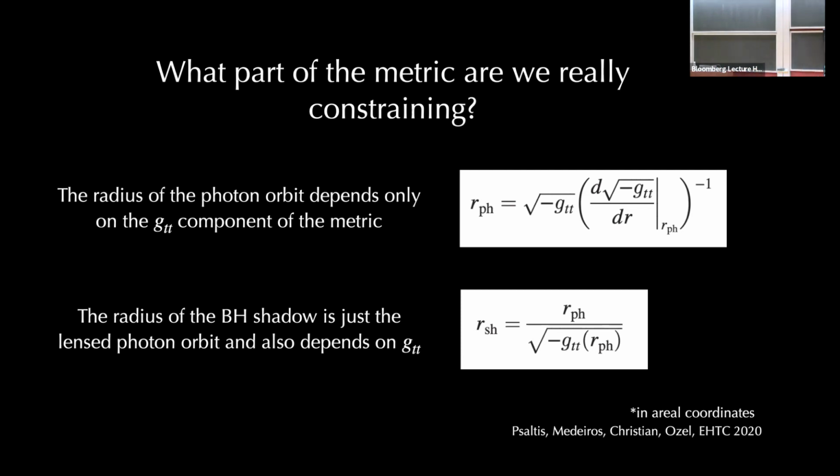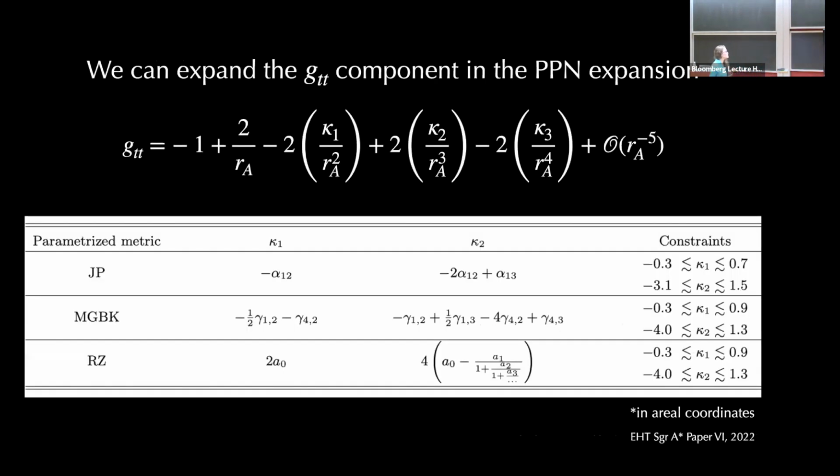And the radius of the shadow is just the lensed photon orbit, so it follows that it also depends only on the time component of the metric. And so we just need to look at the time component of the metric for all of the analytic work. And what we do is we compare to the parametric post-Newtonian framework.